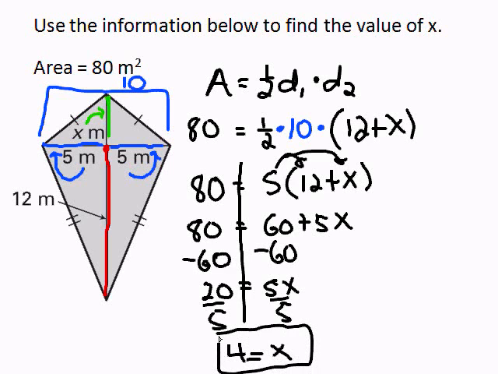Now, again, not all problems work out like this one did. It just so happens this one worked out this way. But the steps are always the same. Find out what shape you're given, write down the formula, substitute in what you know, and then try to solve the equation that you're given.